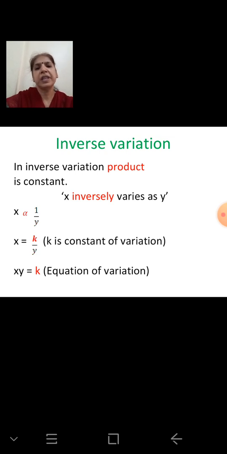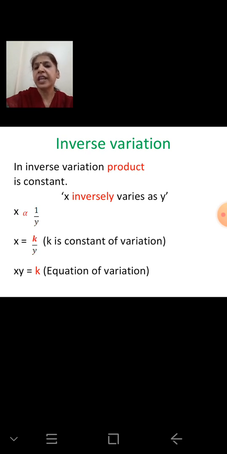Now in inverse variation, product is constant. And it is given x inversely varies as y. So when we say x inversely varies, the symbol of variation is alpha. We write x, first letter given is x. Varies, that is alpha. When we say inversely as y, you have to take the reciprocal of y. Reciprocal means numerator becomes denominator, denominator becomes numerator. So reciprocal of y is 1 upon y. If I ask the reciprocal of 4, it becomes 1 upon 4. Same way, reciprocal of y is 1 upon y.